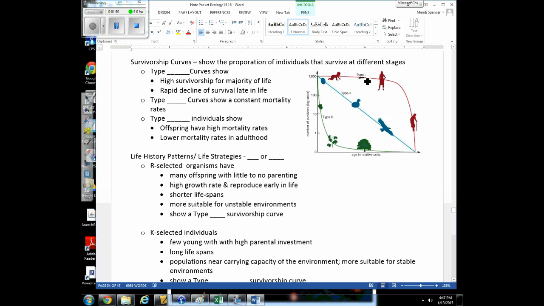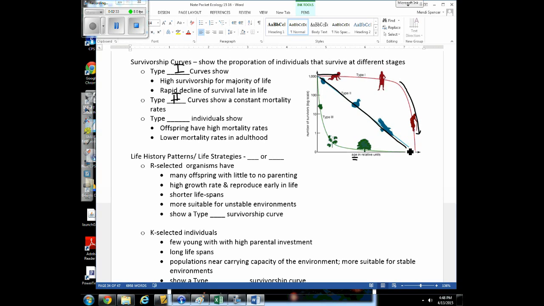Individuals that have a type 1 survivorship curve, what this is basically saying is throughout their life, so at different ages, there's different mortality rates. If you notice, we have really high survivorship from infancy, and we have a high increase in mortality rate whenever we reach the end of our lifespan. That's the shape that you're going to see on a type 1 survivorship curve. So high survivorship for the majority of the life, but rapid decline late in life. Organisms that have a type 2 survivorship curve, you're going to see a constant mortality rate over time. Organisms are just as likely to die when they're young versus whenever they're older.